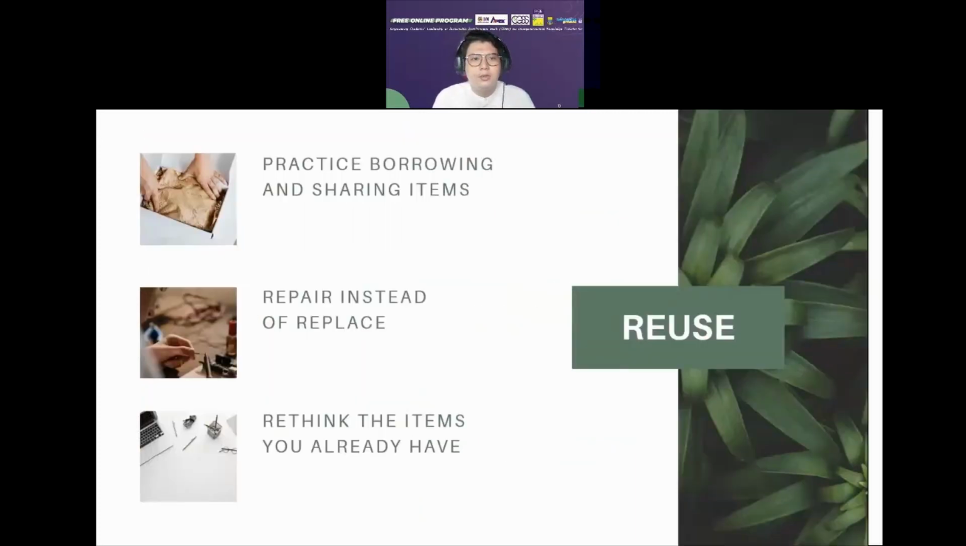So reuse. Now, what can we reuse? We can reuse the items that we have so that we don't need to buy, we don't need to take more. So we can practice borrowing or even share our items. We can repair instead of replace, and also rethink the item that we already have. Like let's say we already have four pencils. Why do we need to buy more? That will only create more plastics, more waste for us to throw away.